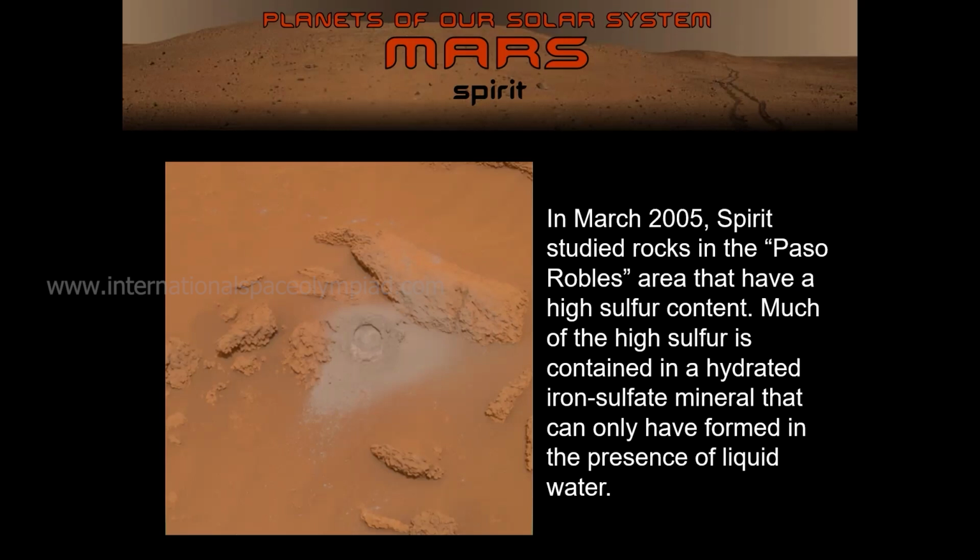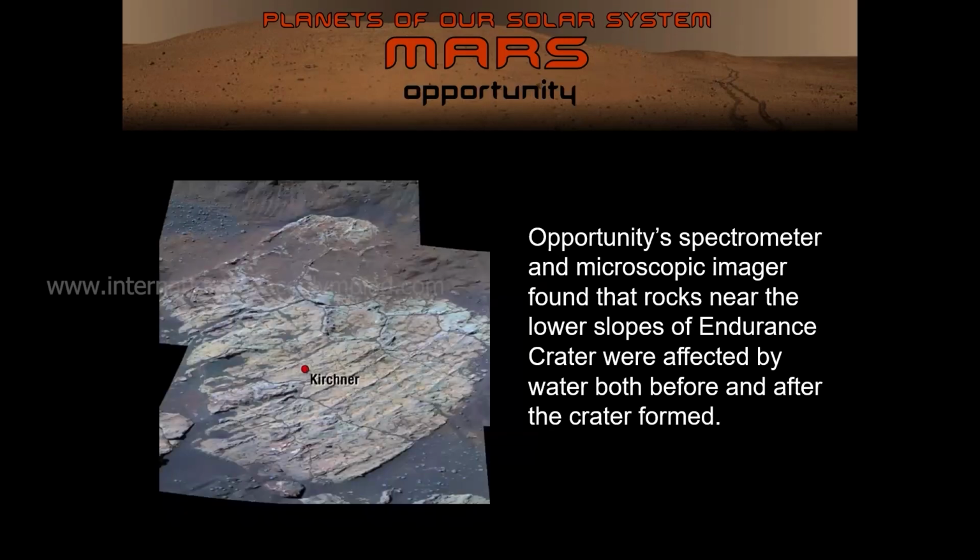Now there is another rover, Opportunity. Its spectrometer and microscopic imager found that rocks near the lowest slopes of Endurance Crater were affected by water both before and after the crater formed.